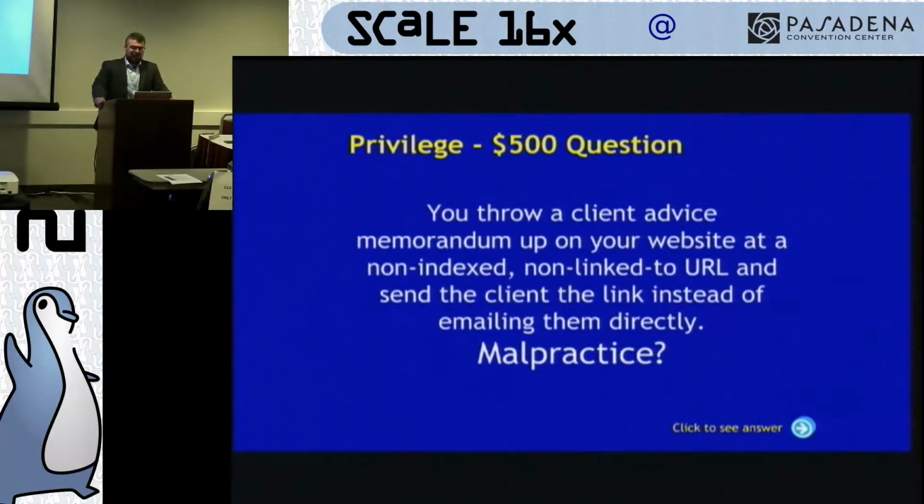You throw a client advice memorandum up on your website at a non-indexed, non-linked-to URL and send the client the link instead of emailing them directly. Malpractice. We have a definite yes, definite yes.